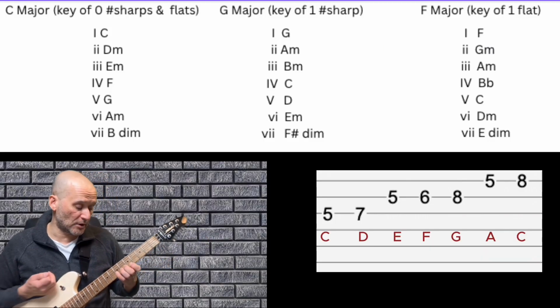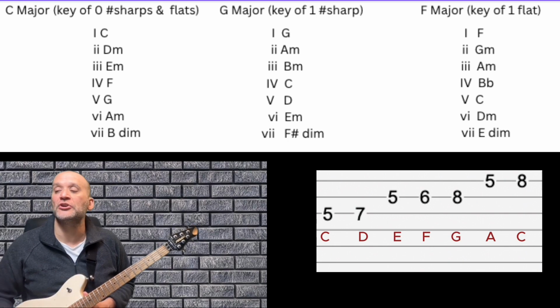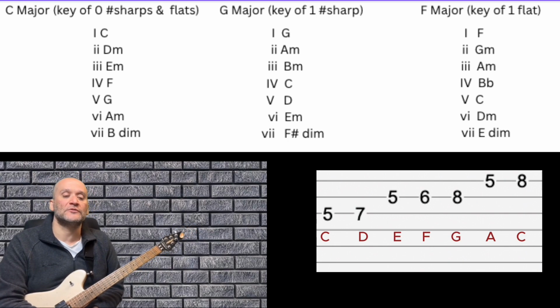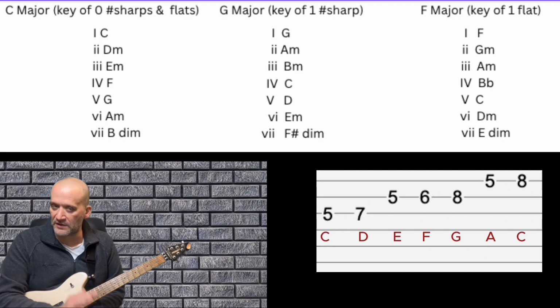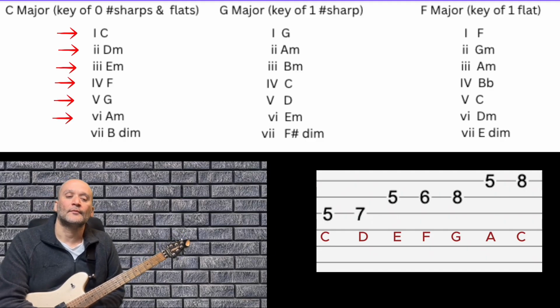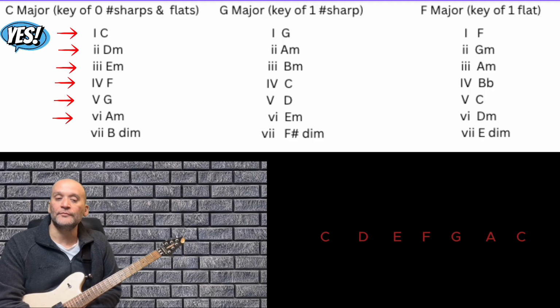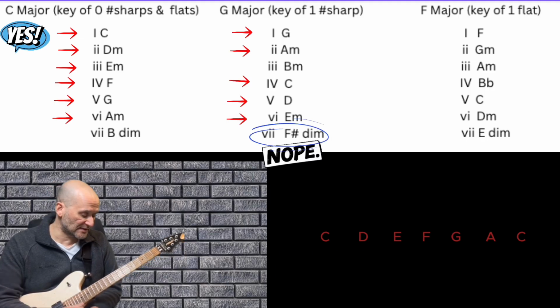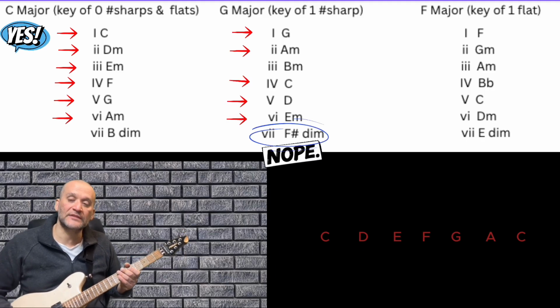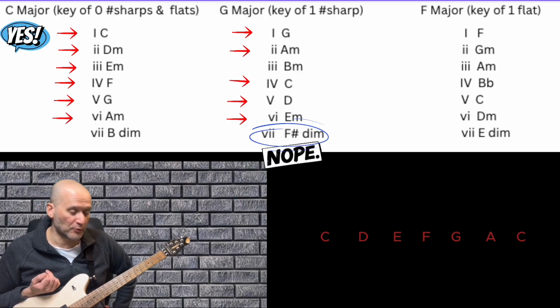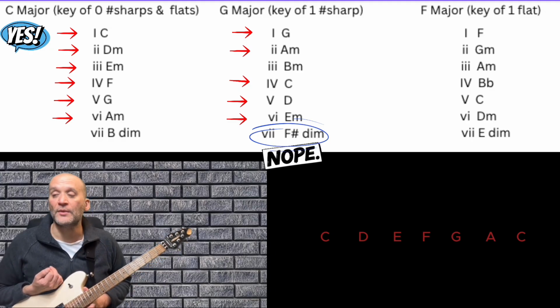So, we have played C, D, E, F, G, A, C. Okay, what key do those notes fit in? Could it fit in the key of C major? The answer is yes, it does fit in there. Does it fit in the key of G major? The answer is no, because that F note does not belong anywhere in a G major key. It needs to be an F sharp note to be in the key of G major.